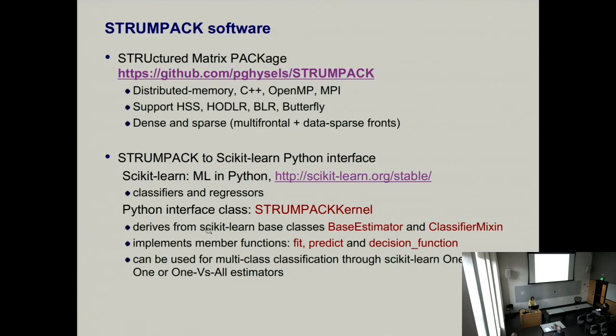So then how do you use this to benefit a scikit-learn user? We have a Python interface. That means you will write code using the STRUMPACK kernel. This is a Python interface class. It is a derived class from the scikit-learn base estimator classification, so all the ML mechanisms you can use from scikit-learn, except the factorization, where you will use our factorization, and you get the speed differences from the previous slide.